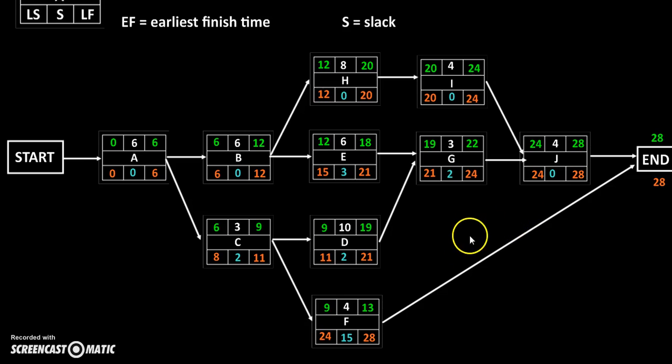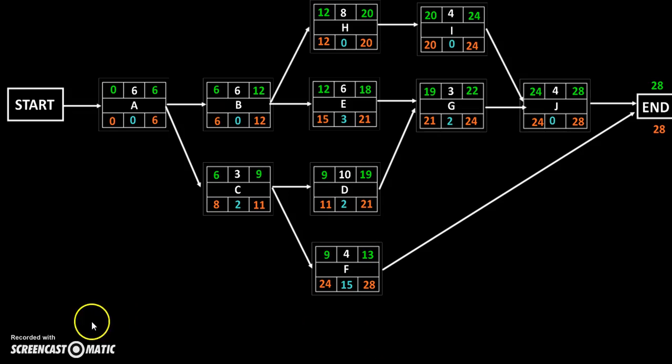Okay. So we can see that we have 0 slack here for A, for B, for H, for I, and for J. Okay. These activities with 0 slack make up our critical path. So these are the activities that it is extremely important that they be done on time, or else the project will not finish on schedule. Okay, so we can write that down.